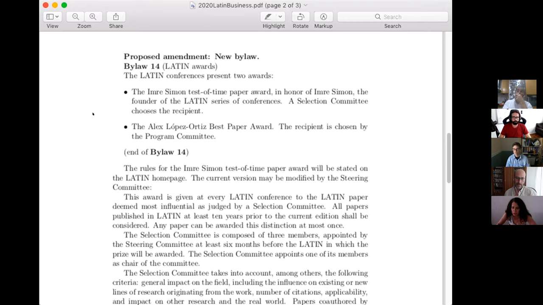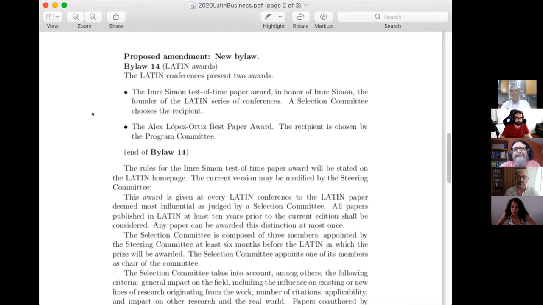And we can share that with the community also in some way. To consult. No, but for the IMBRE Simon Test of Time Award, it's not written anywhere how the selection committee works. Exactly, Chris. I think on the first one, for the IMBRE Simon, it's better to indicate that the steering committee will be the one selecting the committee. The other one is clear.